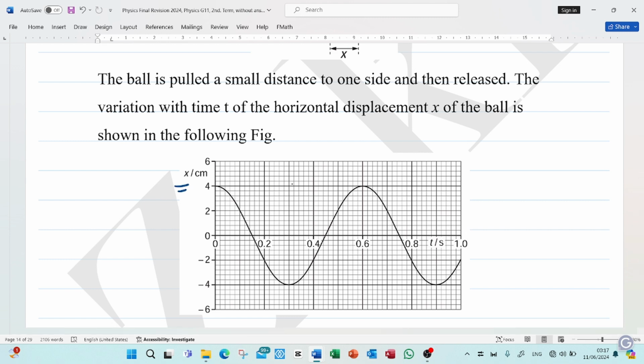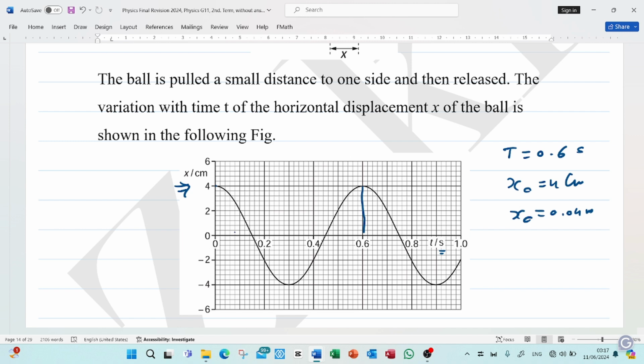We can get the time period from this. It is the distance from crest to crest. So this is the time period. The time period is 0.6 and the unit is second. And also we can get the amplitude. The amplitude from the graph is 4 centimeter. We convert it to meter, 0.04 meters. This is from the graph.